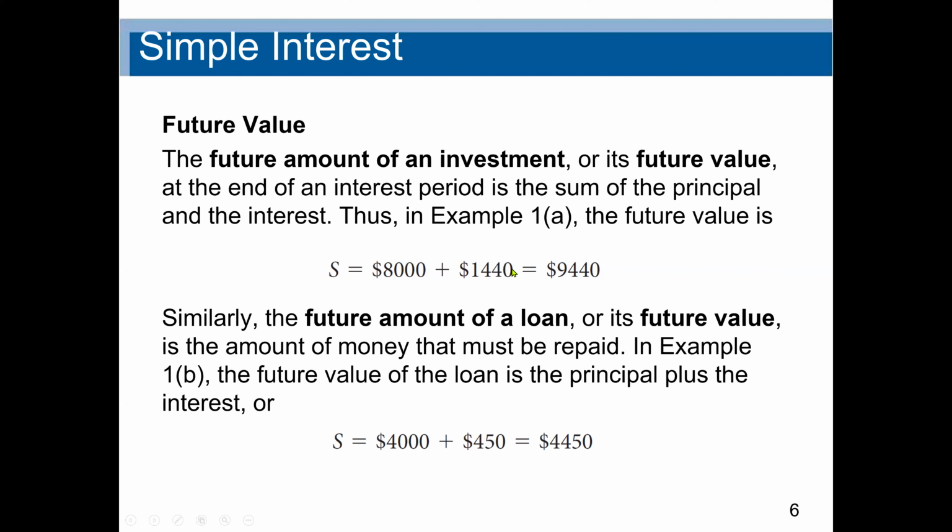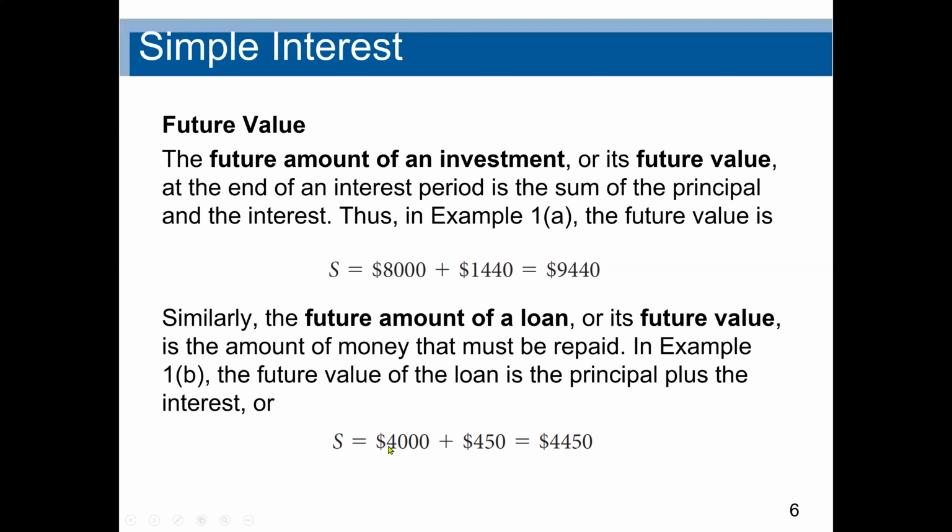The interest rate was 9%. So the future amount of the investment will be 8,000 plus 1,440. And that's what we said, the future amount of an investment or its future value at the end of an interest period is the sum of the principal and the interest. So in example 1A, the future value will be the 8,000, which is our original principal, the amount we invested, plus the interest we are going to earn, which is 1,440 after 2 years.